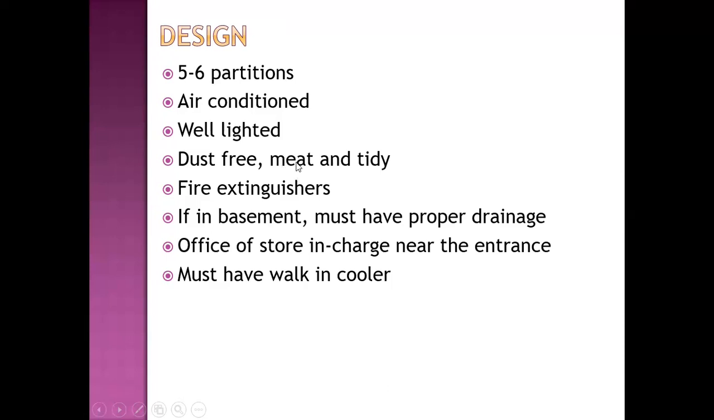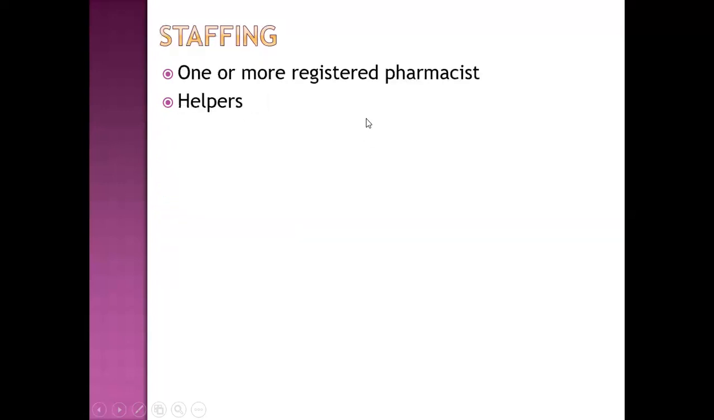I am sorry, this is neat and tidy. There should be fire extinguishers available. If in basement, there should be proper drainage. Then office of store in charge should be near the entrance, and it should have a walk-in cooler to store drugs at lower temperature. Then it should have one or more registered pharmacists and various helpers to carry out activities of storing drug.